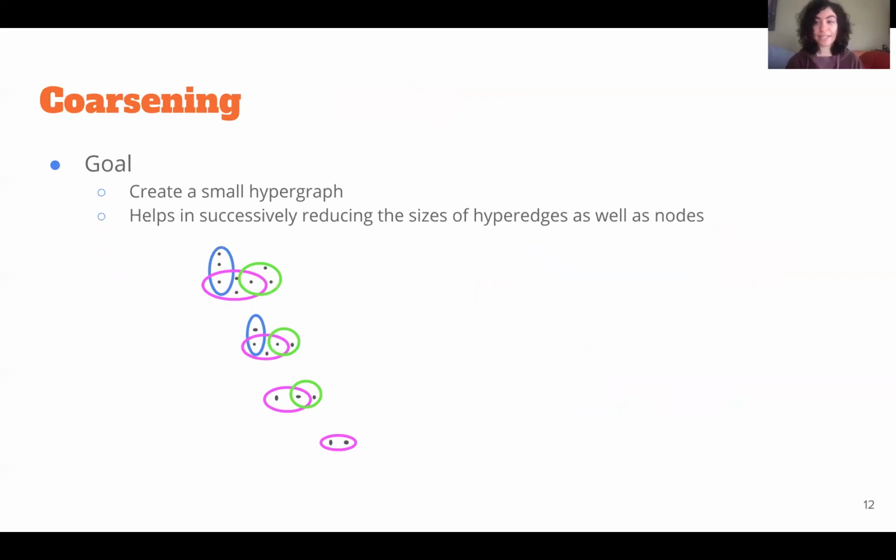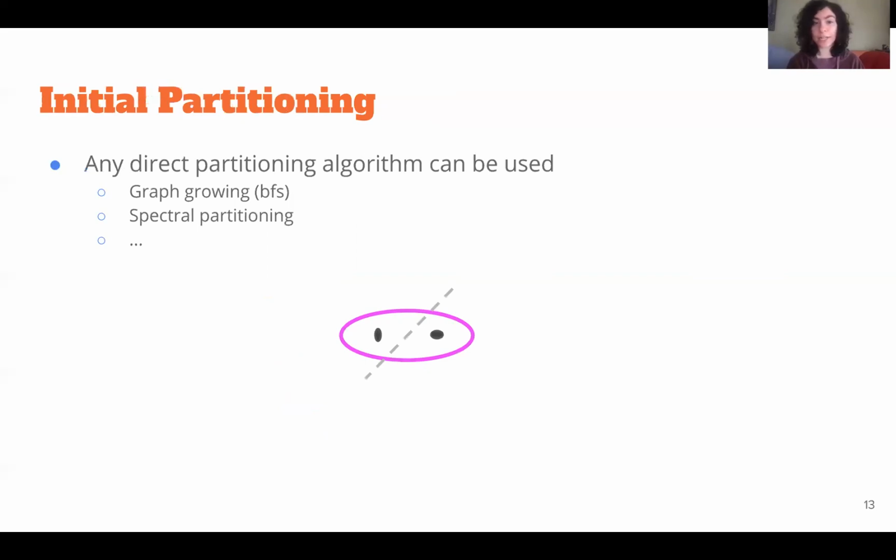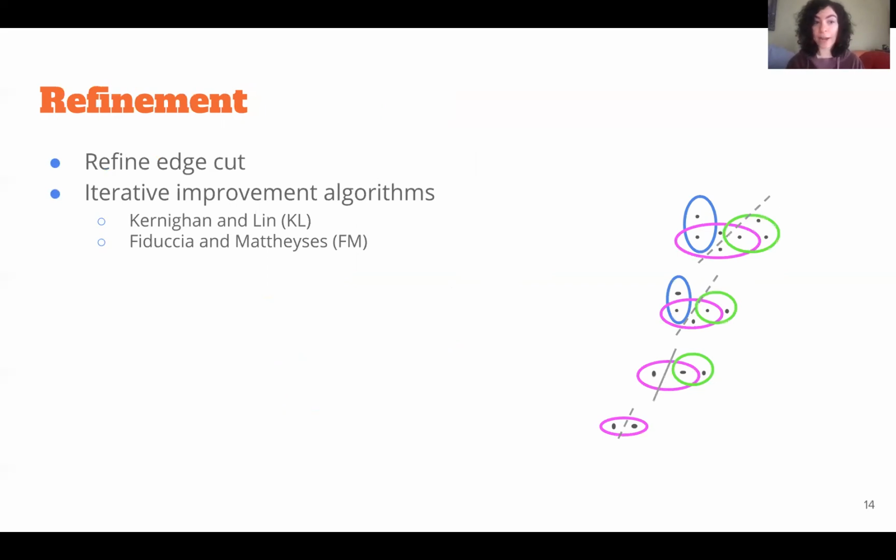The first phase is coarsening. Here, the goal is to create a small hypergraph. It helps in successively reducing the size of the hyperedges as well as the nodes. The second phase is initial partitioning. In initial partitioning, we can use any direct partitioning algorithm to partition the small hypergraph. An example of this direct algorithm can be BFS, spectral partitioning, and many more. Finally, the third phase is refinement, where we want to refine the edge cut. Any iterative improvement algorithm such as KL or FM can be used in this phase.